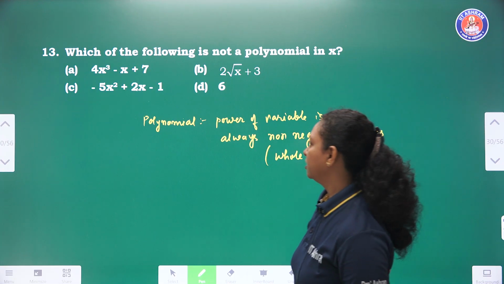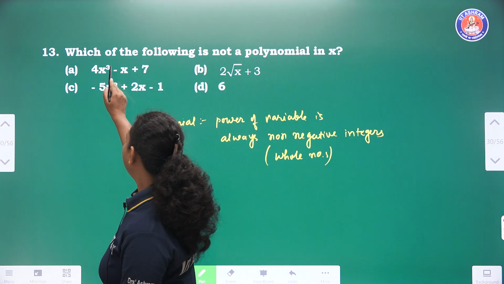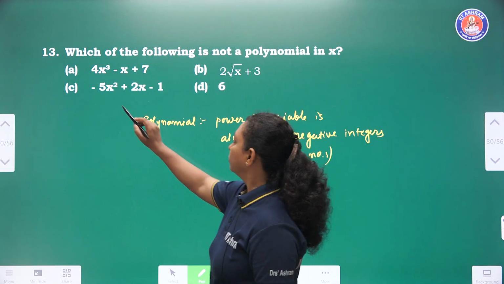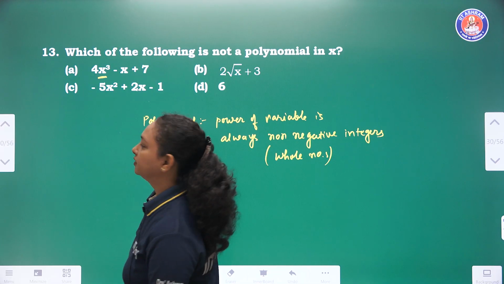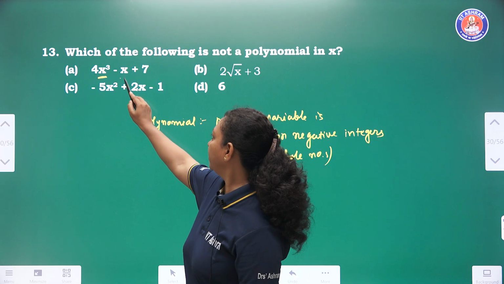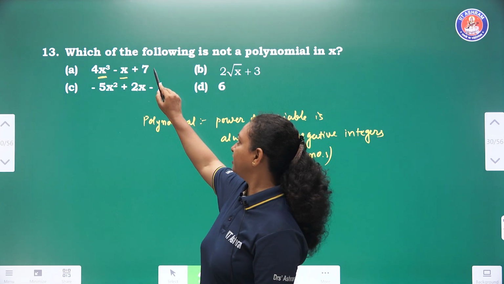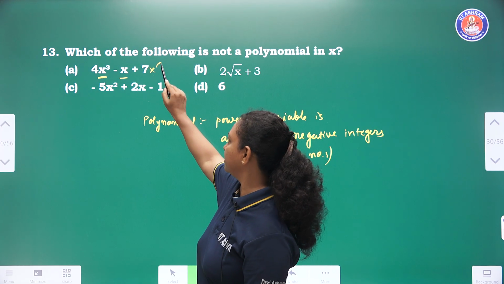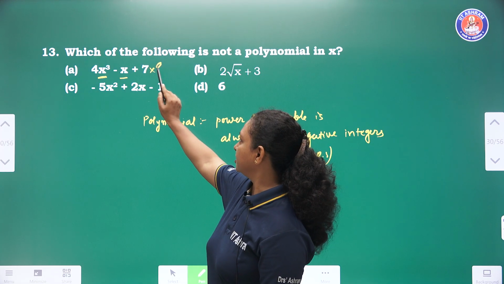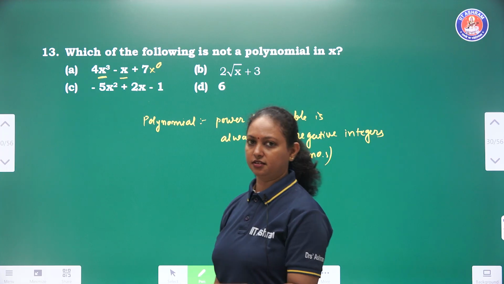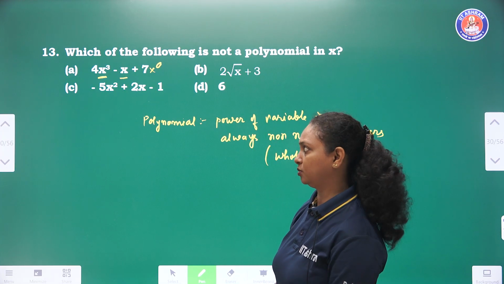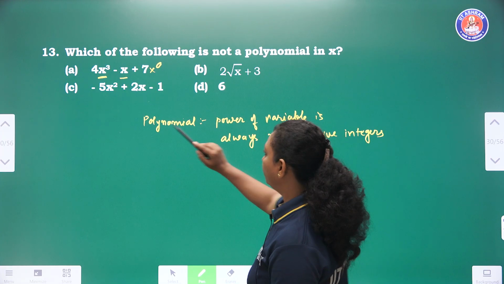is in a fraction. So we can see, what is the power of x over here? 3. What is the power of x? 1. There is nothing written, so it is 1. And what is the power of x? Brother, x is not there at all. So x with the 0 power. So here 0, 1 and 3. So these 3 are non-negative integers. So this one is a polynomial. Go with the C option.